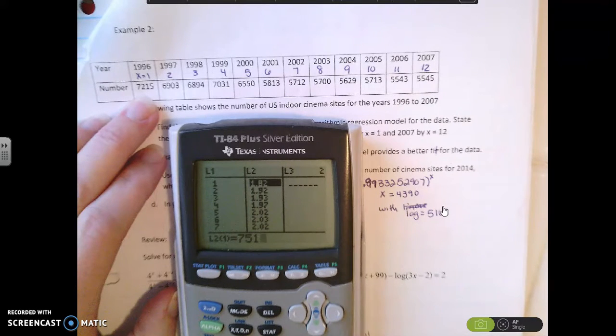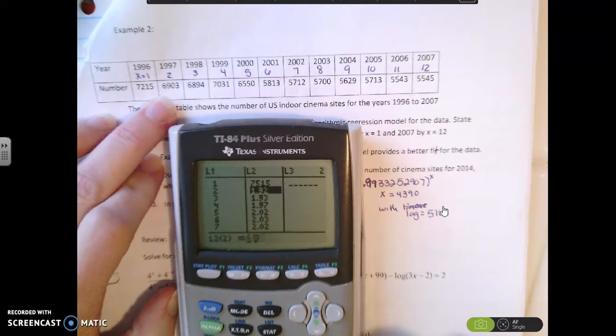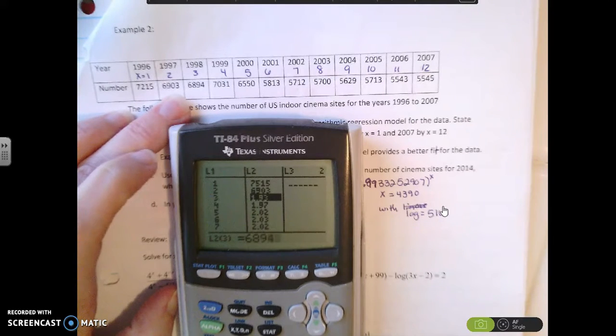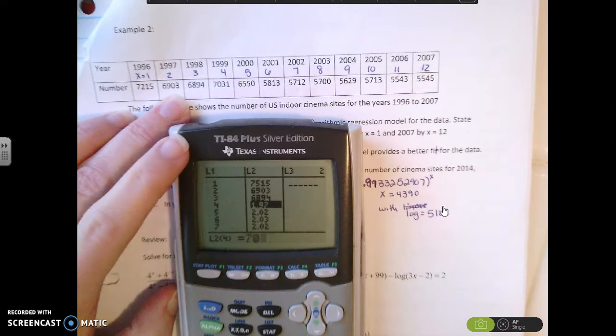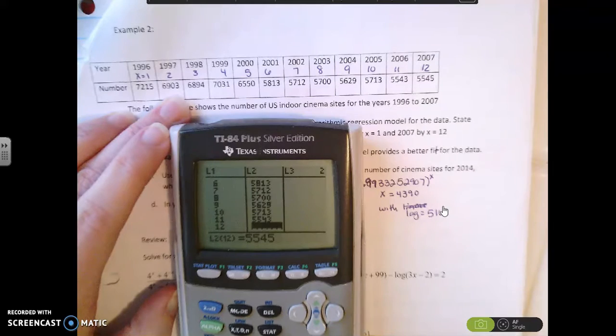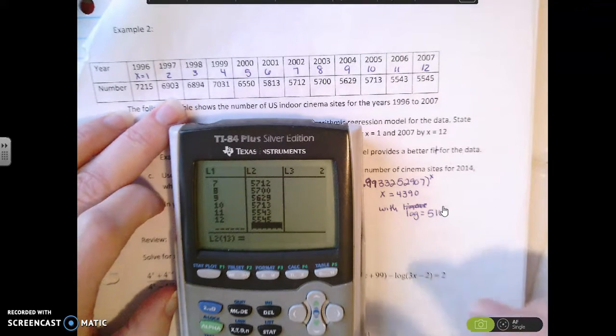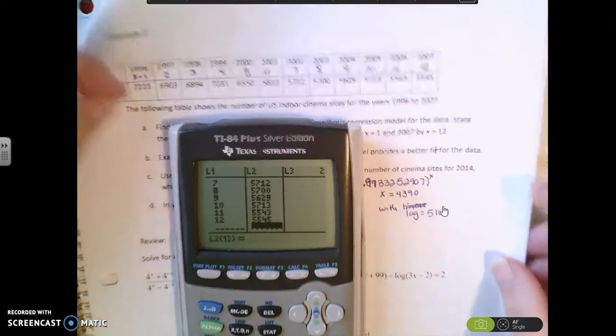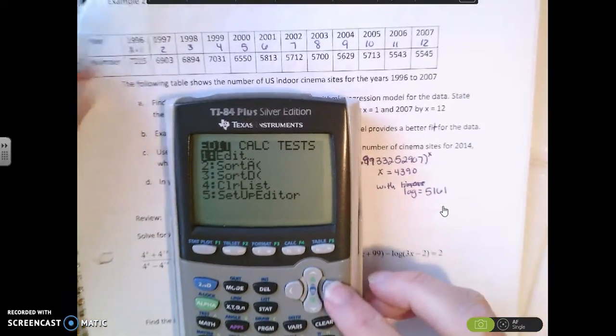7,215. It's going to be the 6903, 6894, 7031, 6550, 5813, 5712, 5700, 5629, 5713, 5543, and then 5545. Okay, so now I've got all my data in my two lists, and I'm going to go look at my correlations. I'm going to look at my values.